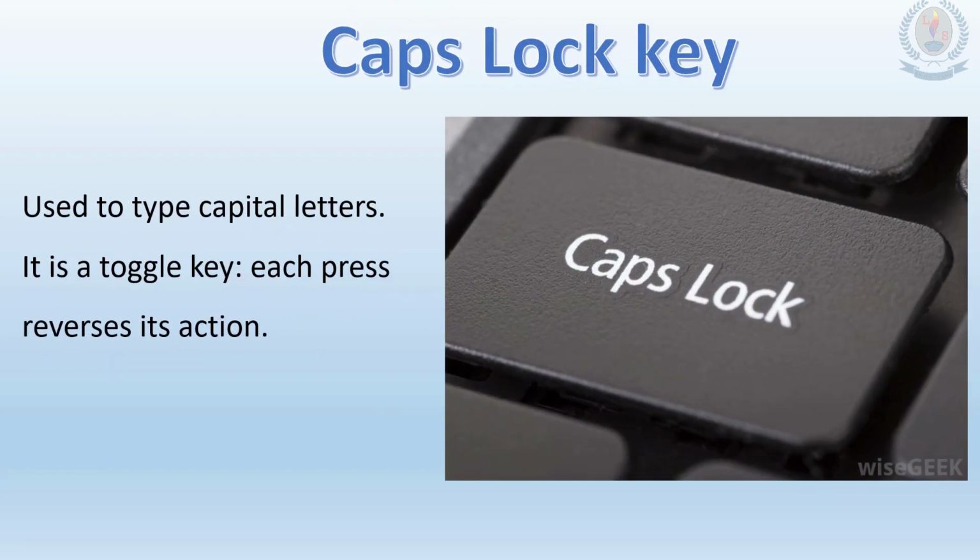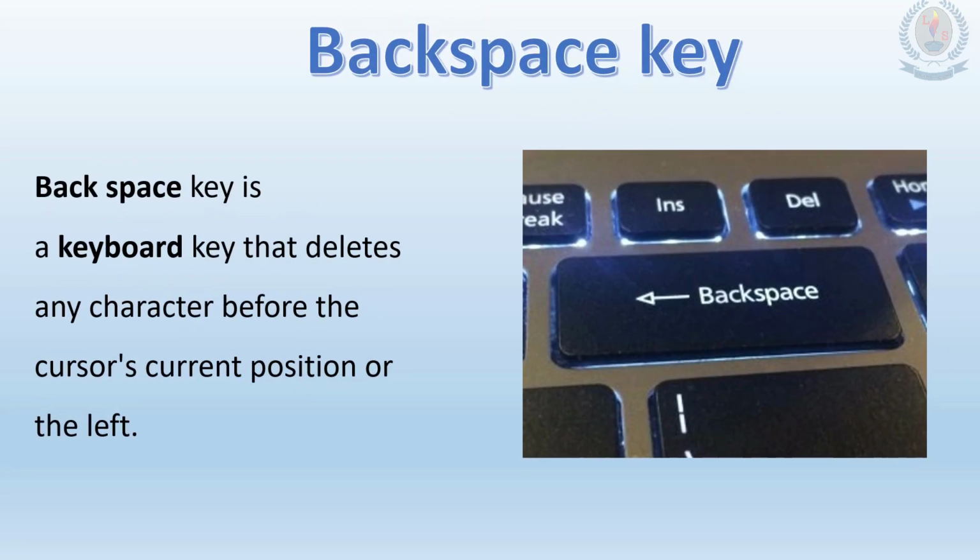And then the caps lock key. This key is used to type capital letters. Once you press this key, the light will blink on the keyboard. That means the key is working, and the letters you type after that are capital letters. If you want to switch off the caps lock key, you press it again. Next is the backspace key. The backspace key is another long key on the keyboard. This key is used to delete characters before the cursor. That means you can delete any character or word you type before the cursor, right?